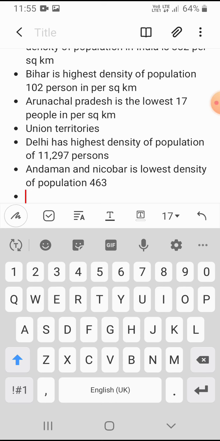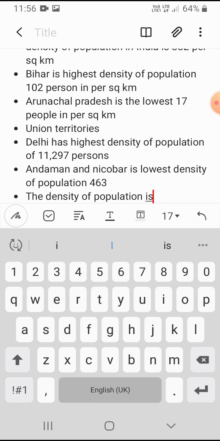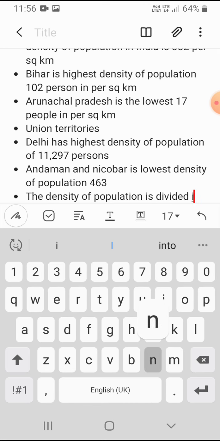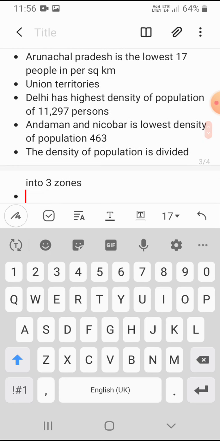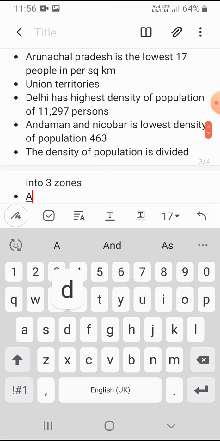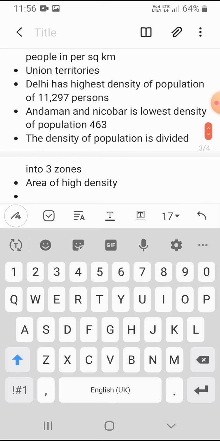After this, the next topic is that the density of population is divided into 3 zones. The first is the area of high density. So let's know where the areas of high density are.